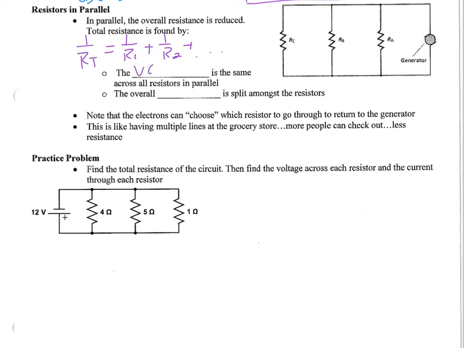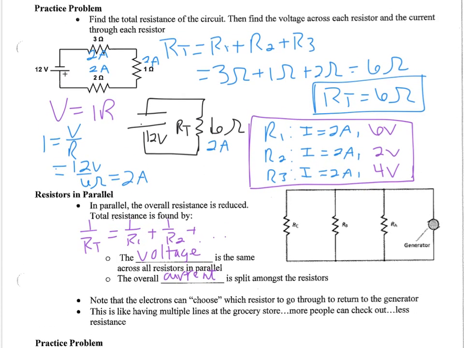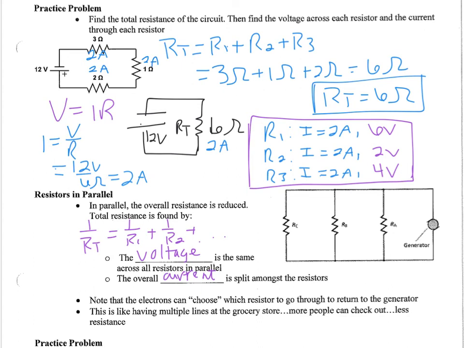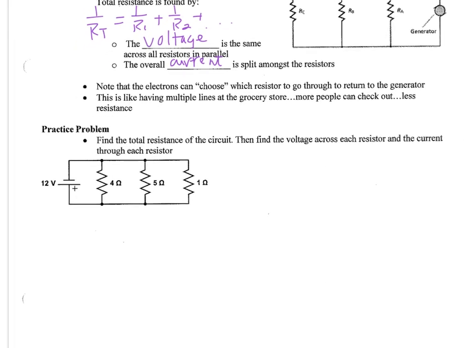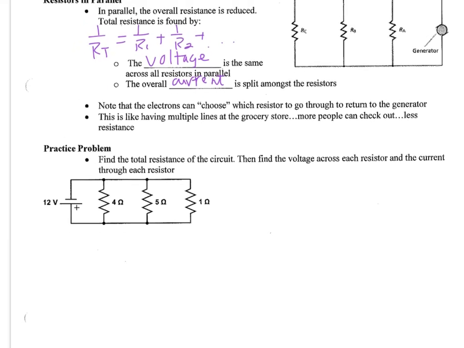So for parallel, the voltage is the same and the overall current is split. So how we just up here had in series the same current but split voltage, in parallel we're going to have the same voltage but split current. So practice problem.